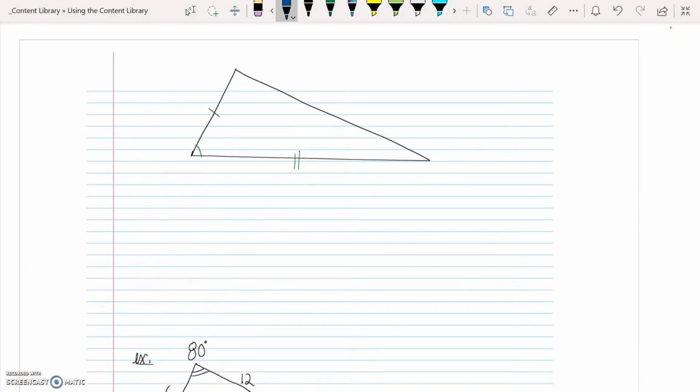This is part 2 of the 11.1 to 11.3 video notes for honors geometry. And we're going to start off by looking at another scenario for triangles, because triangles are really the basis to find the area for anything that we want.